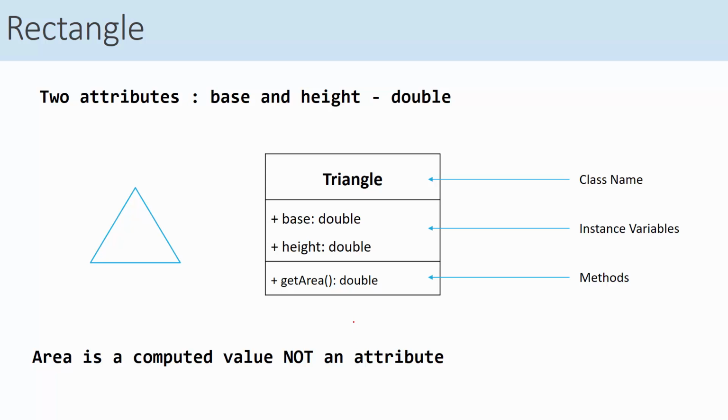So the first thing we did before writing the class is thinking about the attributes and the methods or the behavior. The class name was triangle. I needed two attributes, both are double, and I needed to provide one method, which is getArea. Let's go to the next example, which is circle.